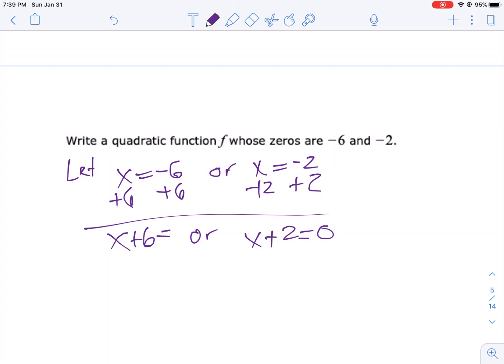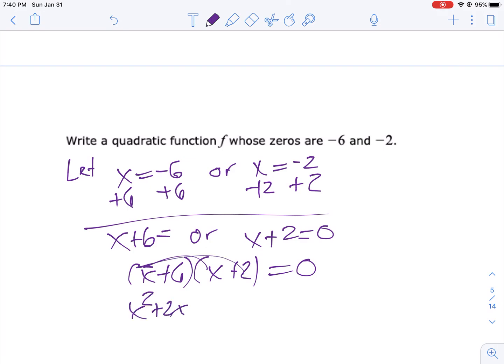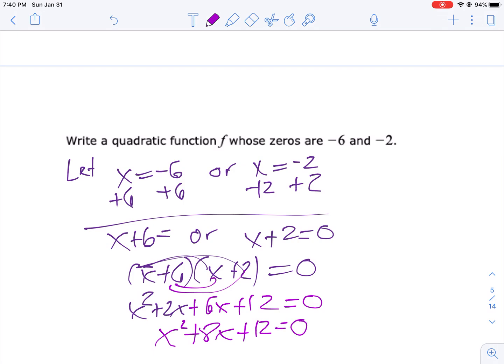Now we're going to use the zero product property. They both equal 0. So that means if I multiply them together, I get x plus 6 times x plus 2 equals 0. At this point, let's multiply them out. So we get x squared plus 2x. Distribute the 6. So we go plus 6x plus 12 equals 0. So I can say x squared plus 8x plus 12 equals 0.